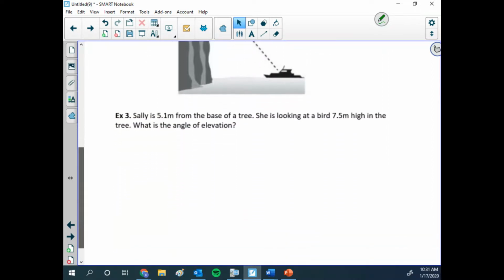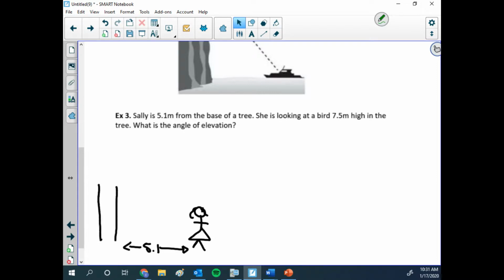All right, so here's an example. Sally is 5.1 meters from the base of a tree. So here's Sally. She is 5.1 meters from the base of this tree. And she's looking at a bird. So there's this bird up here, who is 7.5 meters high in that tree. And so they're making eye contact. What is the angle of elevation?